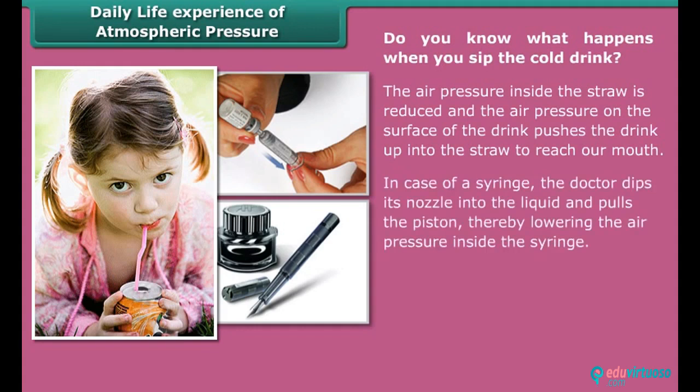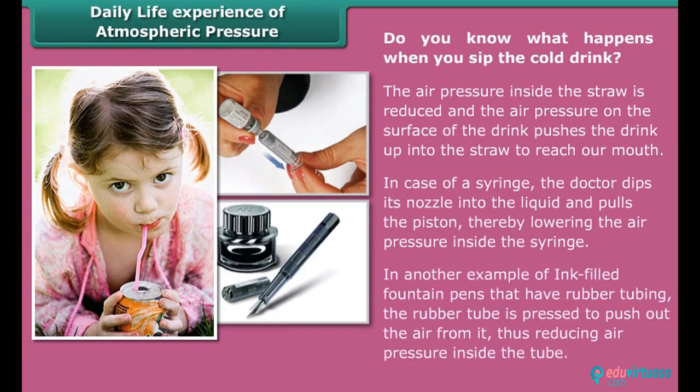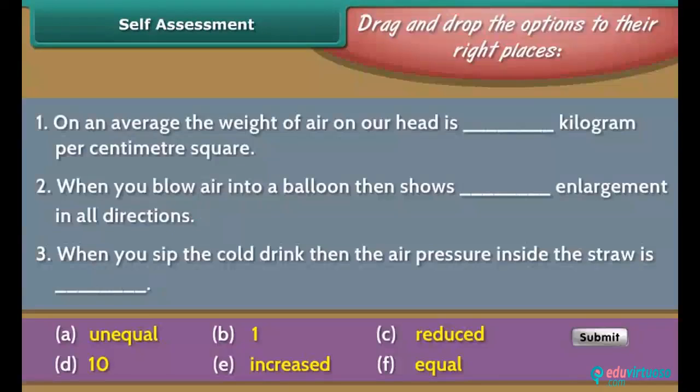In case of a syringe, the doctor dips its nozzle into the liquid and pulls the piston, thereby lowering the air pressure inside the syringe. Another example is ink-filled fountain pens that have rubber tubing. The rubber tube is pressed to push out the air from it, thus reducing air pressure inside the tube. Drag and drop the options to their right places.